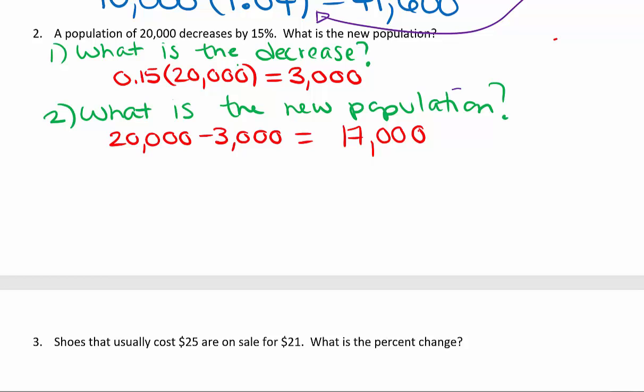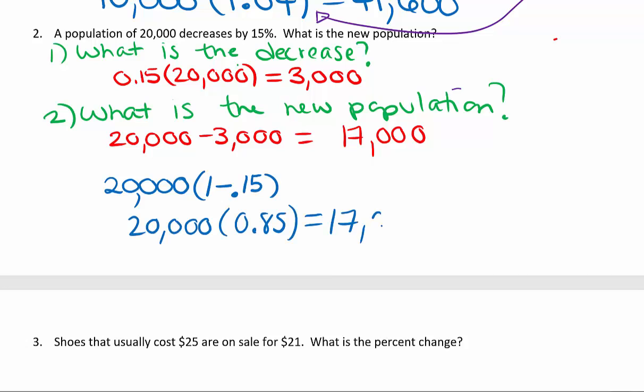That gives me 17,000. Now, just like in the last problem, you can do this in one step if you want. You would take the original population, 20,000, and instead of multiplying by 1 plus r, we're actually going to multiply by 1 minus r. So in this case, it would be 1 minus 0.15, or 0.85, and that gives us the exact same answer. So in percent decrease, we have to subtract the percentage. In percent increase, we add the percentage.